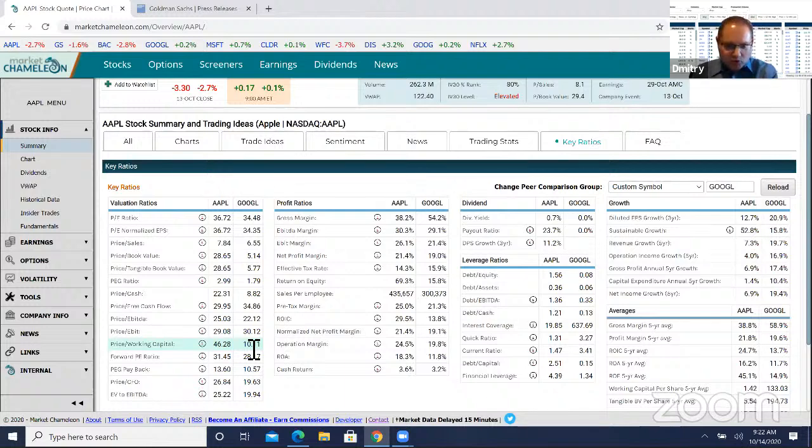So right now I'm just kind of slowly, before I get into the growth and the margins, I'm just saying, well, which one is more richly priced so far? To me, it looks like Apple is more richly priced than Google, so I have to start justifying it somewhere, right?